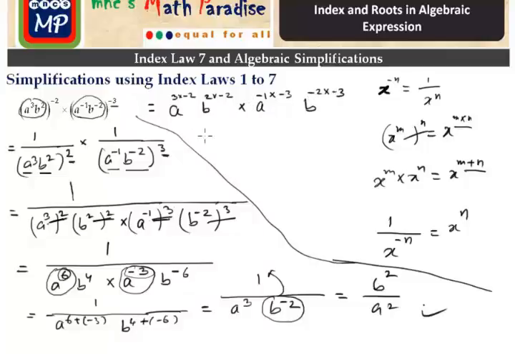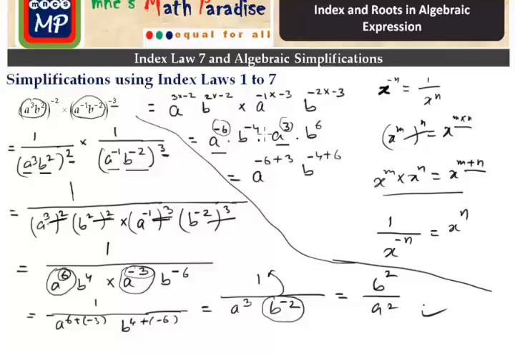So then we will get a to the power 3 times minus 2 is minus 6, b to the power 2 times minus 2 is minus 4, a to the power minus 1 times minus 3 is plus 3, and b to the power minus 2 times minus 3 is plus 6, because minus times minus is plus. So now if we take these two a together, a to the power minus 6 times a to the power 3, it will be minus 6 plus 3. That means their powers are just added together using this multiplication rule. And b to the power minus 4 and b to the power 6, it will be minus 4 plus 6. So their powers are added together.